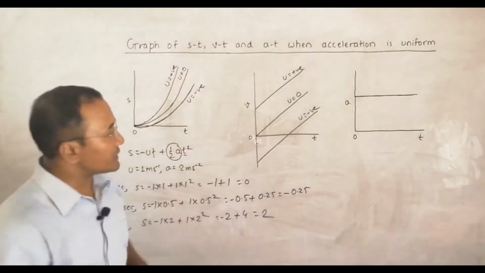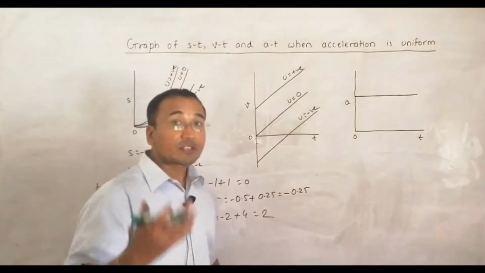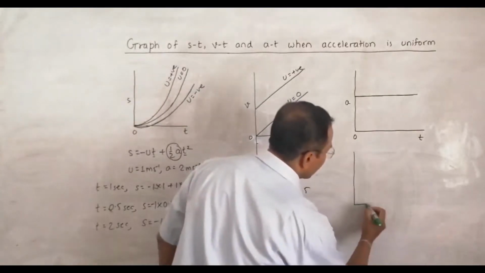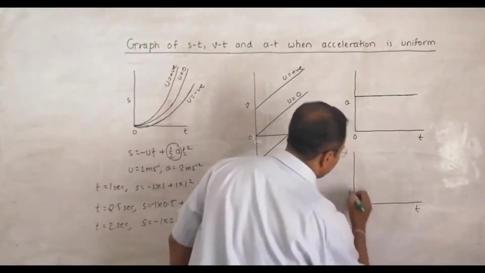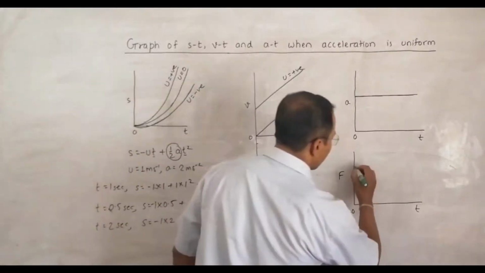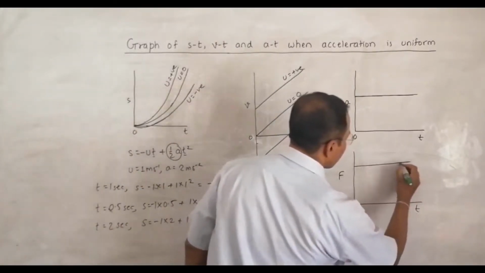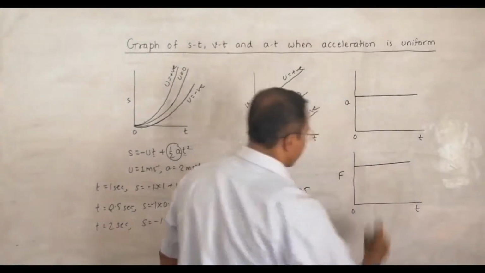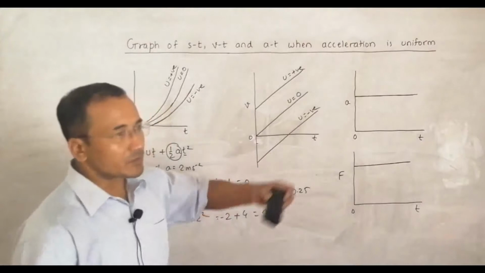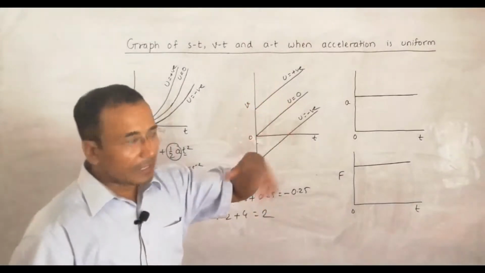So from here, what I can say is, if somebody asks what about the resultant force here, since resultant force is always proportional to acceleration, its graph should also be somewhat like this. So this graph follows like this. And if somebody asks about the graph of something falling from here, let's go for the height.